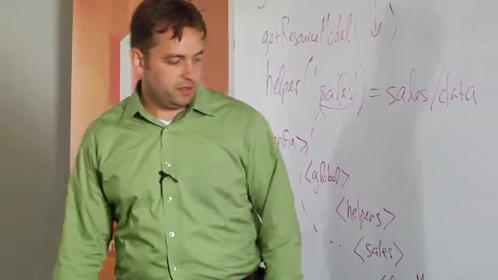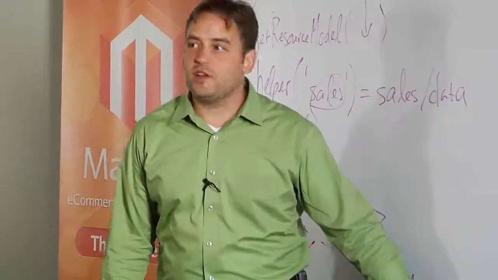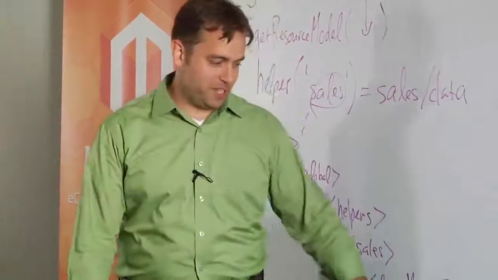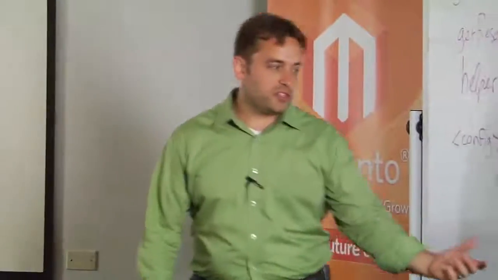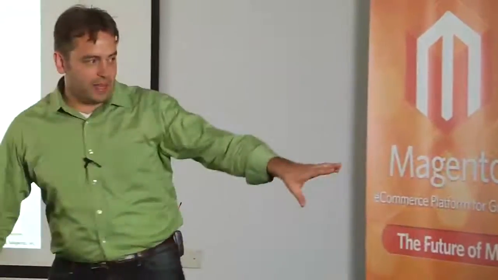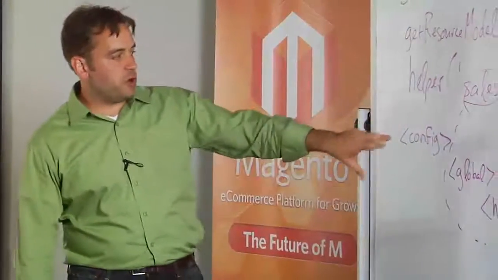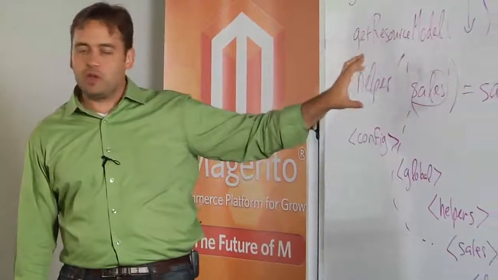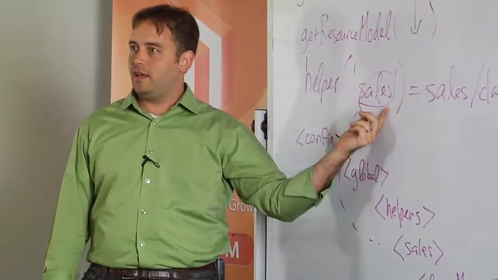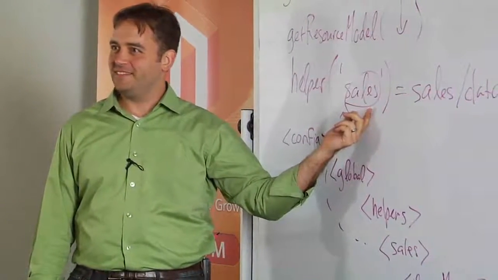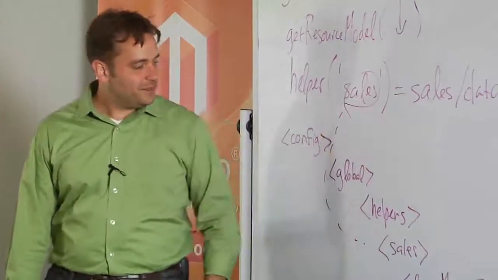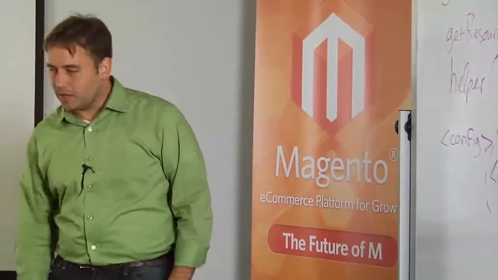If I said Mage sales not much of a helper, then it would look in a folder Mage sales, not much of a helper, data.php. I mean, that's all these strings do. But that has to map to the file system somewhere. And that's what these factory methods do with this class group notation. This is exciting stuff.